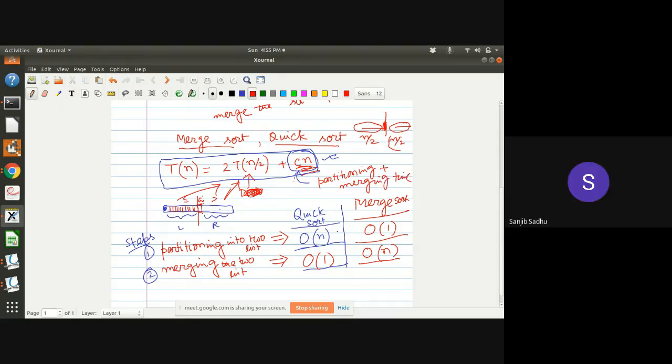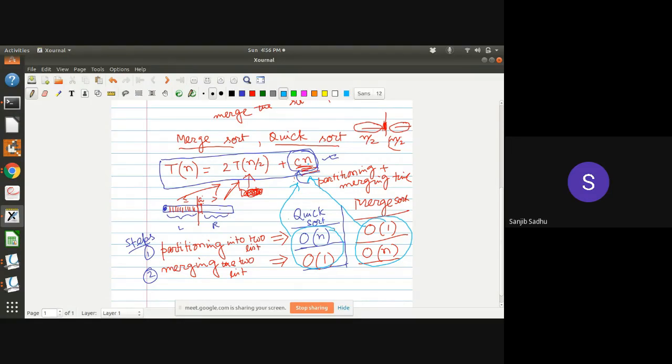So if you see as a whole, in case of quick sort, these two times, big O of n plus big O of 1, will be C into some constant. Similarly here, in case of merge sort, partition plus merge is Cn. Although these terms are the same for both merge sort and quick sort, please remember that it consists of actually two steps, partitioning and merging.